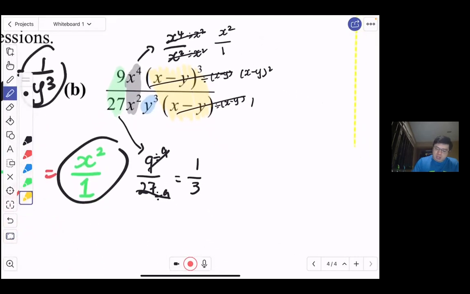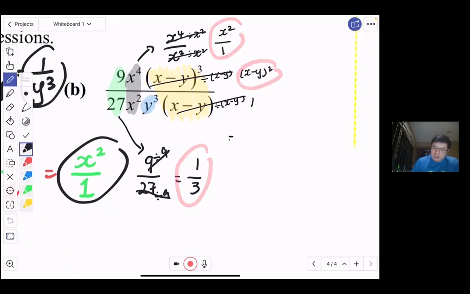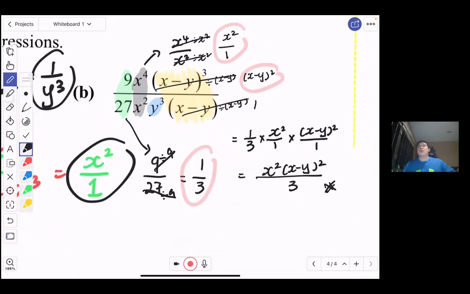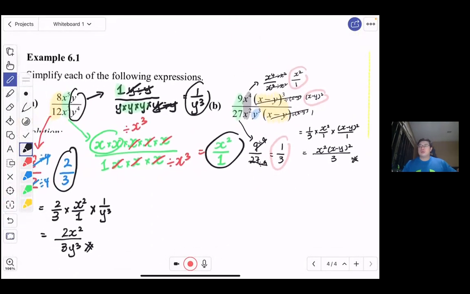With that, combining these 3 sections, let me use red color, 1, 2, 3. My answer turns out to be 1 over 3, combined with x squared over 1 and x minus y squared over 1. So my answer is x squared times x minus y squared, and my denominator is 3 times 1 times 1, so that gives you 3. And that is my answer. That's all for this question. Thank you.